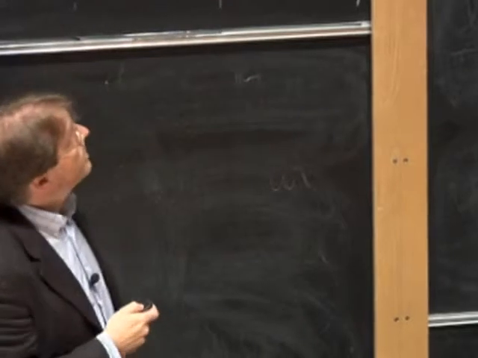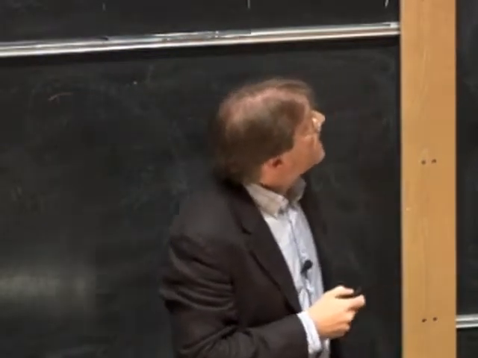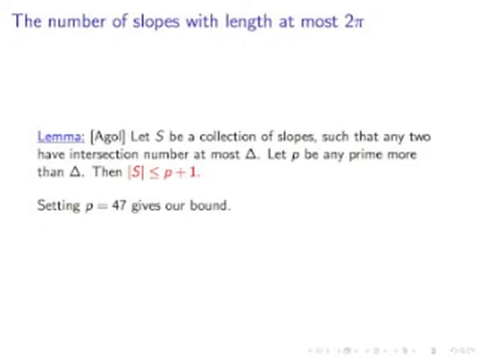a very nice lemma of Ian Agol, which says the following: let S be a collection of slopes on the torus, such that any two slopes in that collection have intersection number at most delta. Let P be any prime more than delta, then the number of slopes that we're dealing with is at most P plus 1.